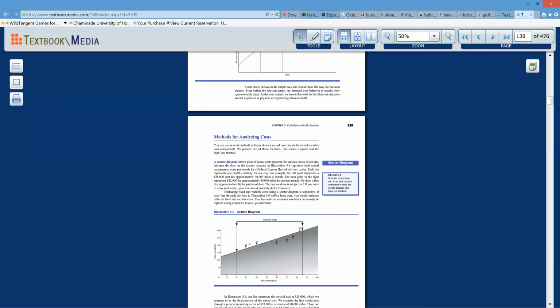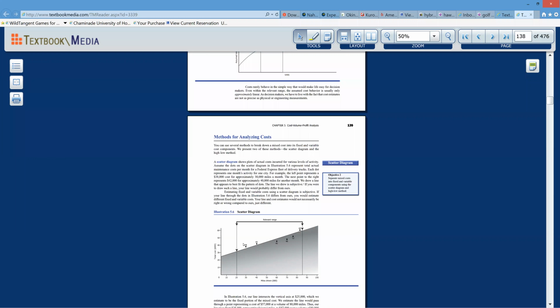These might be costs for each month, costs at various volume levels. In this case, it's a fleet of delivery trucks. So the company's looking at, for the miles driven, these were the costs. At 30,000 miles driven, the cost was $38,000. At 40,000 miles driven, the cost was 42. And maybe the next month it was 60,000 miles driven, so the cost was 45, etc.